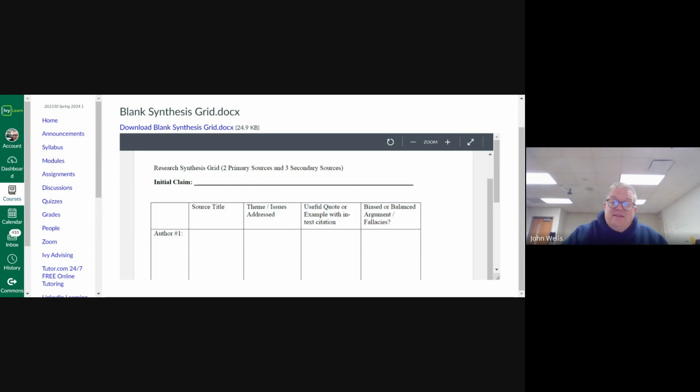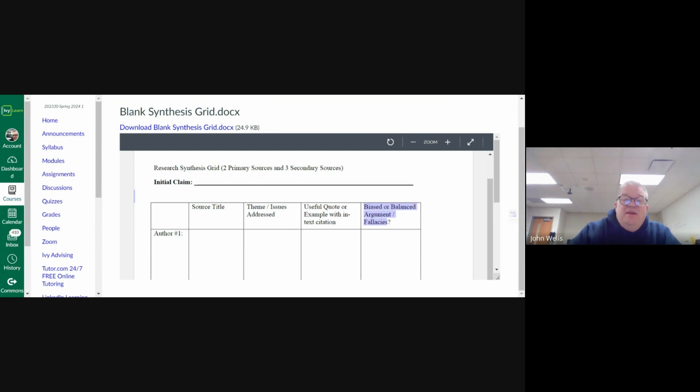Include that in-text citation, because again, we want to get in the habit of doing that, so that when you start to pull information, you're in the habit of doing that citation. And then you being able to answer for yourself, do you see bias? Do you see balance? Do you see fallacies? What is your evaluation of this?